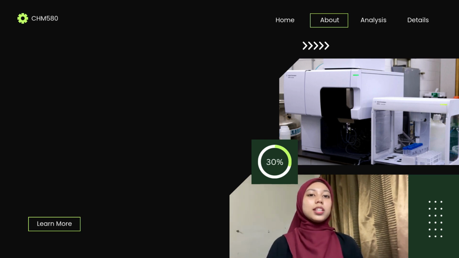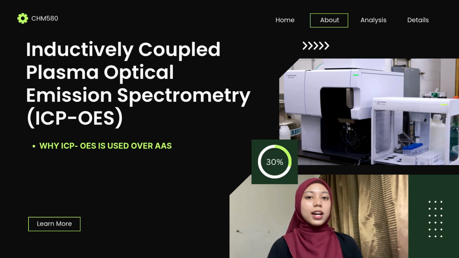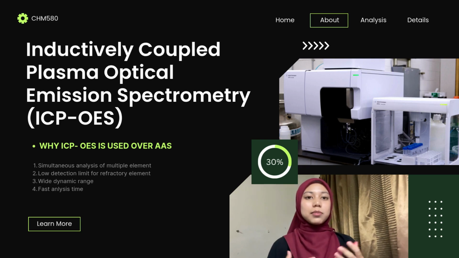The technique used in this analysis is inductively coupled plasma optical emission spectrometry. Why is ICP-OES used over atomic absorption spectroscopy? Firstly, ICP-OES can simultaneously analyze multiple elements, while AAS can only detect a single element at a time. Since we want to determine the amount of various heavy metals in the fish, analysis using ICP-OES is more favorable.